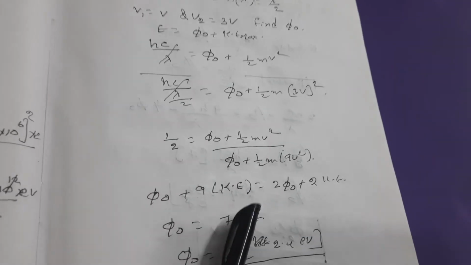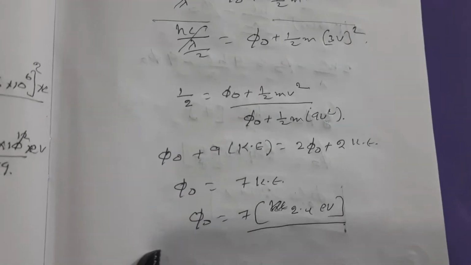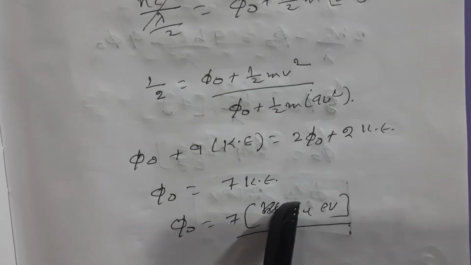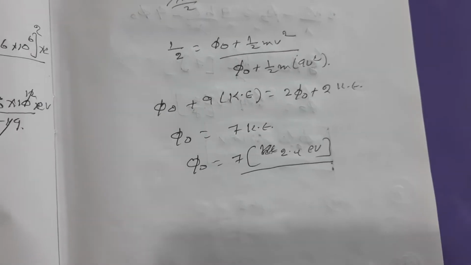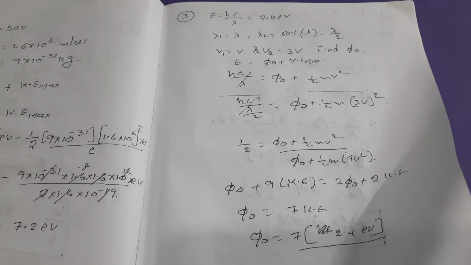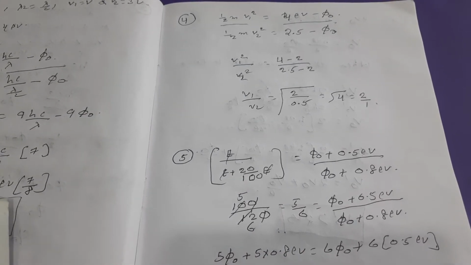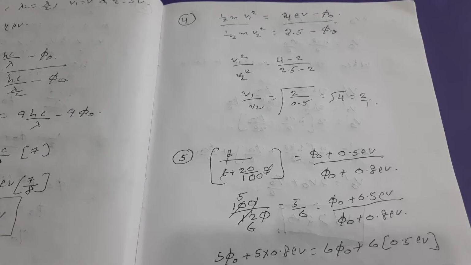Then we can go through the cross multiplication. So 2 times of this one and 1 time of this one. After equating, we are getting that phi naught equals 7 times of that kinetic energy. In our problem, the kinetic energy they have given is 2.4 electron volts. So like that we can solve this type of problems. So our final answer, we are getting 2.4 electron volts, work function equals 7 by 8 times of this one. Then come to our next question.